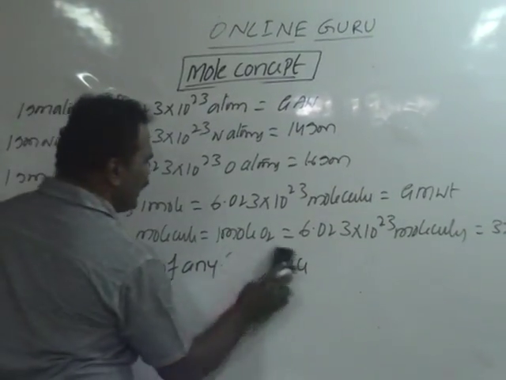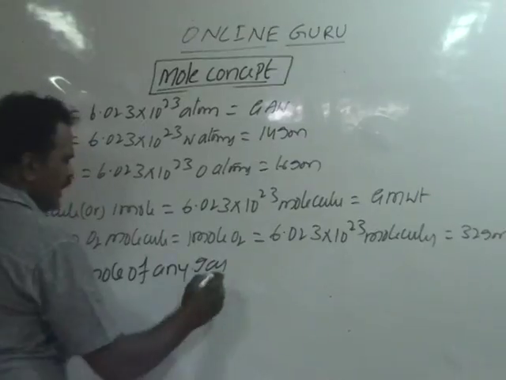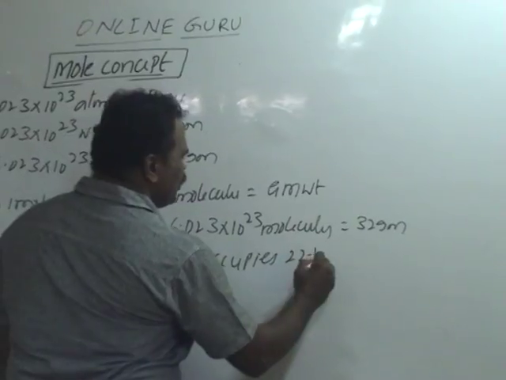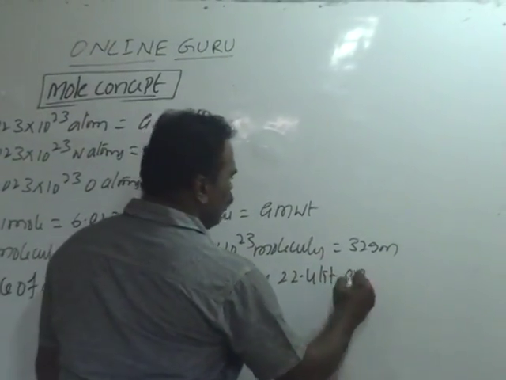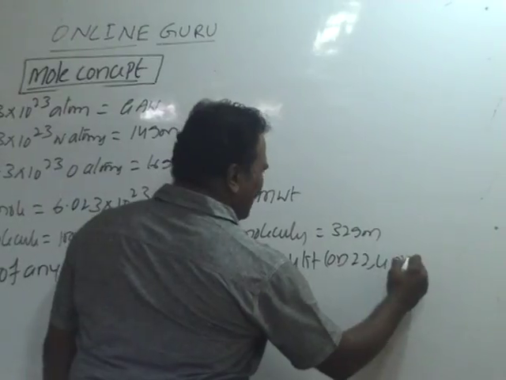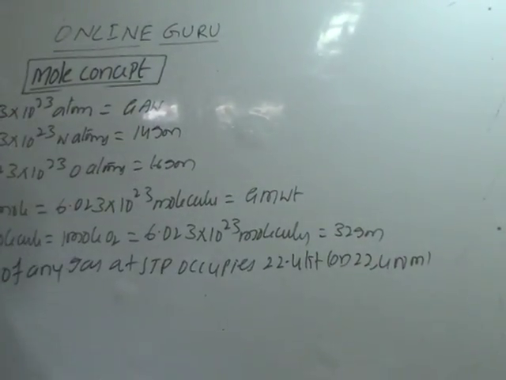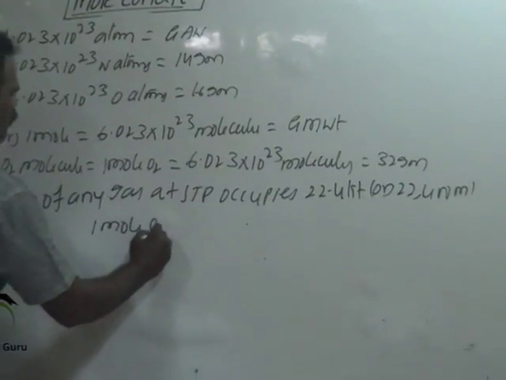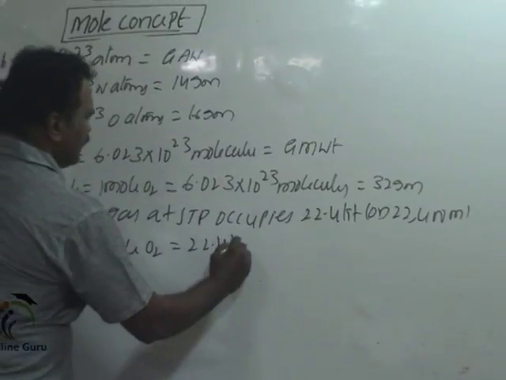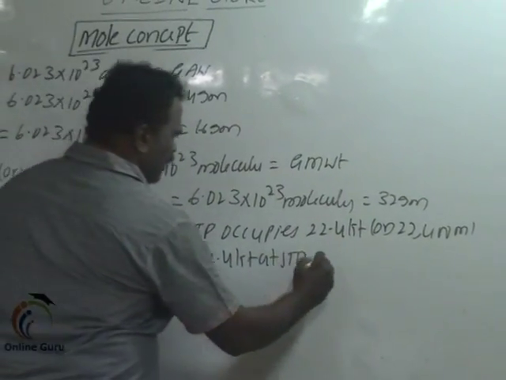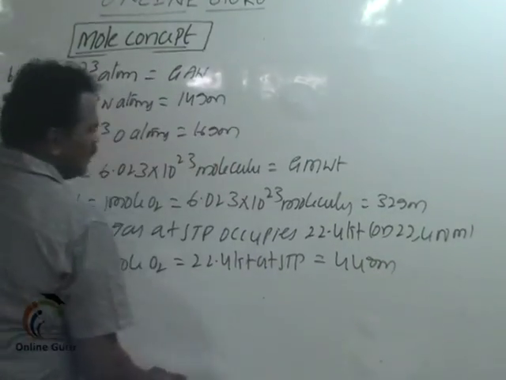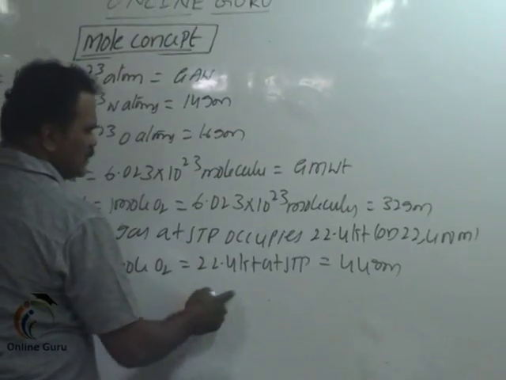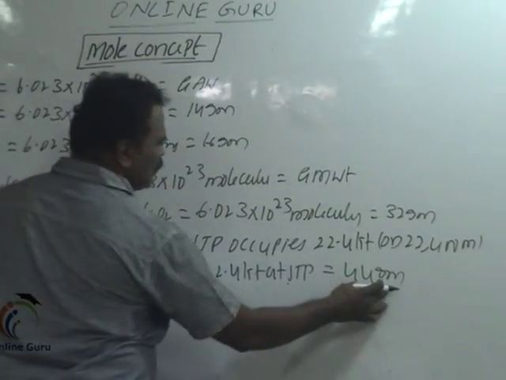that means 1 mole of any gas at STP occupies 22.4 liters volume, or 22,400 milliliters, that is called gram molar volume. So 1 mole of O2 occupies 22.4 liters at STP, that is equal to 32 grams. That means the mass of a gas occupied at STP conditions is equal to gram molecular weight.